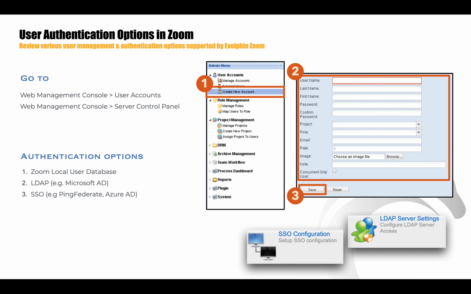In this video, we are going to look at the user authentication options supported by Evolphin Zoom. Zoom supports a number of different authentication options for the user to sign in. The first we are going to look at is the Zoom local user database. The second option is the LDAP based directory such as Microsoft Active Directory. And then finally, we'll also look at single sign-on using an identity provider such as Azure AD, Okta, Ping Federate.